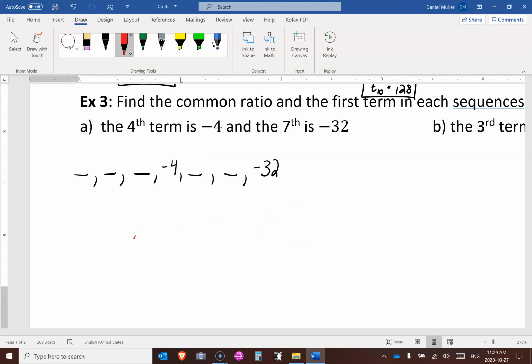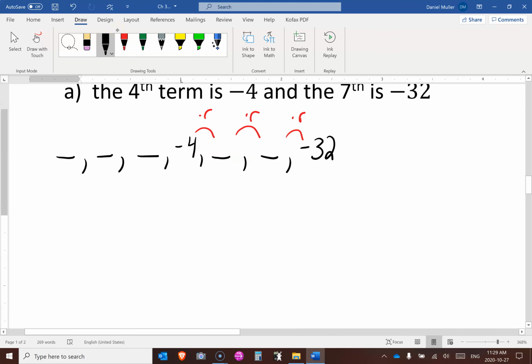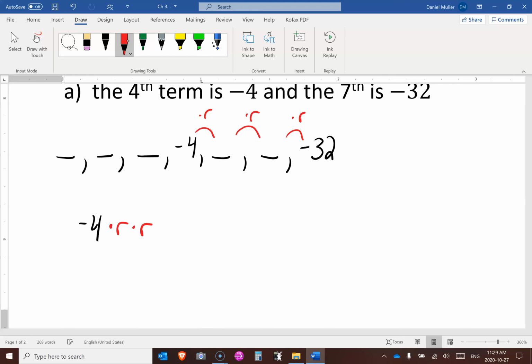Now, when it comes to these ones that have gaps in them, you know that you go from -4 to here, you're timesing by some sort of R. And you know that from here to here, you're also timesing by an R. And from here to here, you'll also be timesing by an R. So if you are at -4, and then you times by R, times by R, times by R, you're going to get -32. So really, you have -4 R cubed, R times R times R is R cubed, equals -32.